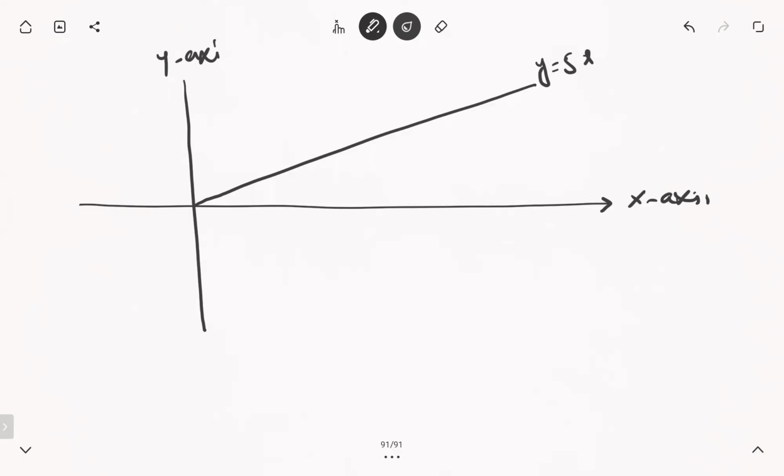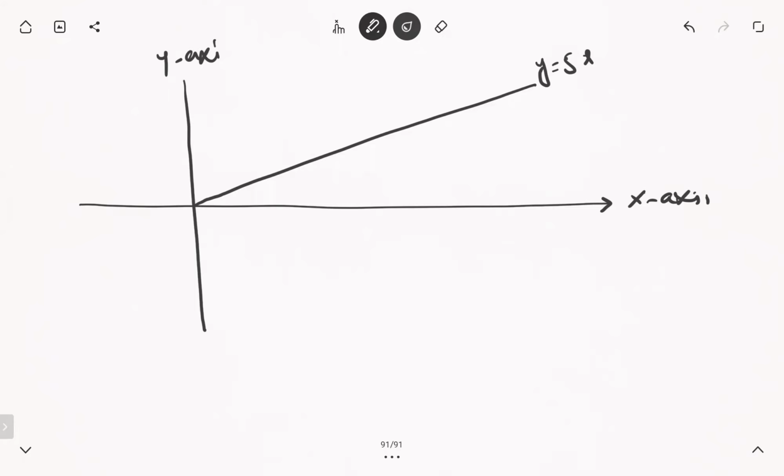Now, if I rotate this line about the x-axis like this, you will see it will be like that. So can you observe that shape? Which 3D shape is this? Yes, it is a cone. It will become a cone if you rotate this line y is equal to 5x about the x-axis.